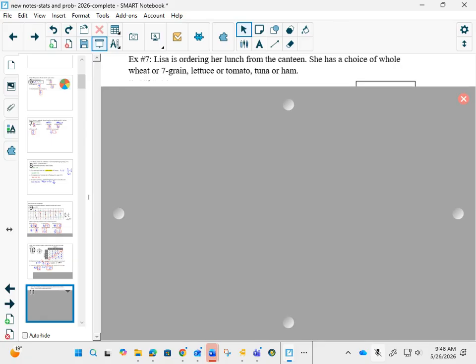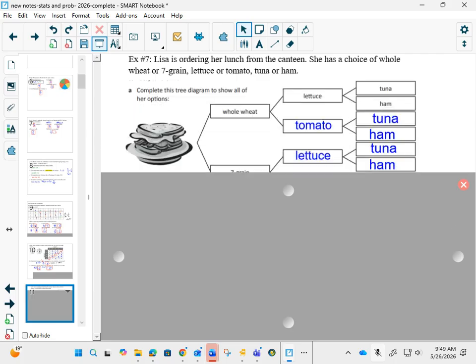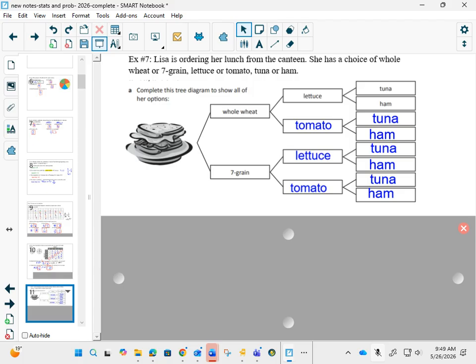All right. Next question. Lisa's ordering her lunch from the canteen. She has choices of whole wheat or 7 grain, lettuce or tomato, tuna or ham. And we can create what is called a tree diagram with her choices. It's called a tree diagram because as we go off, we branch off in different directions. A diagram that has branches makes sense to call a tree because trees have branches.